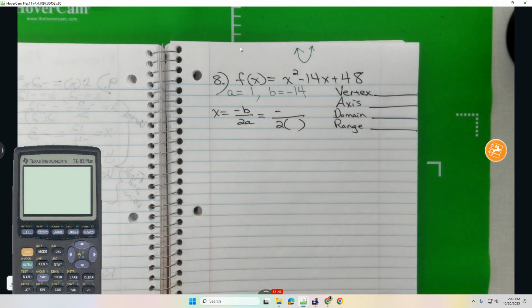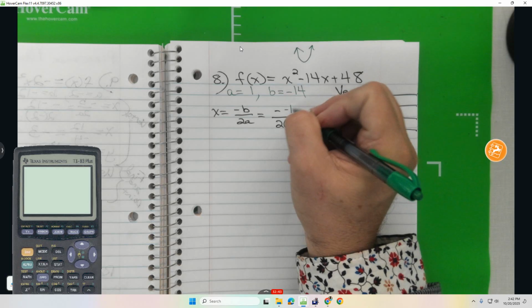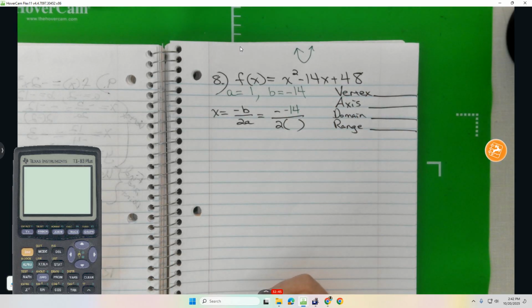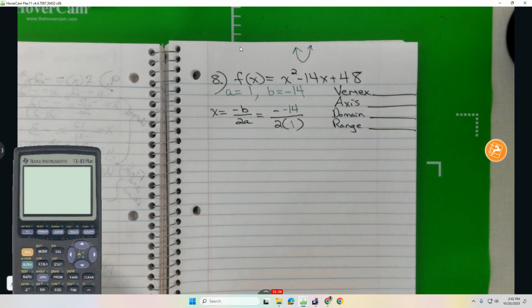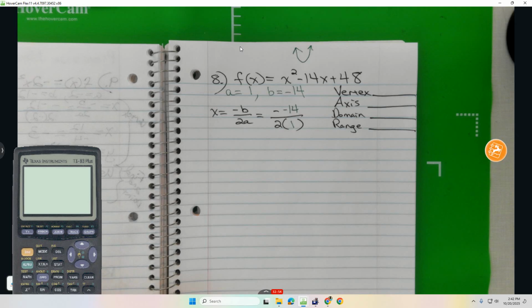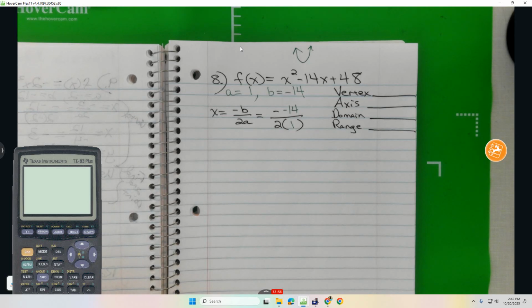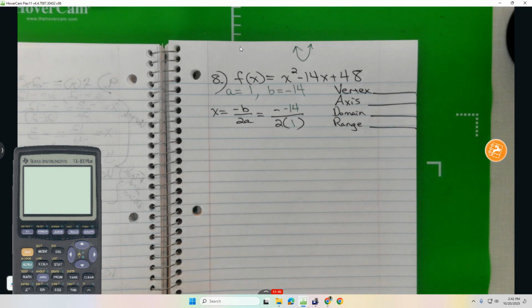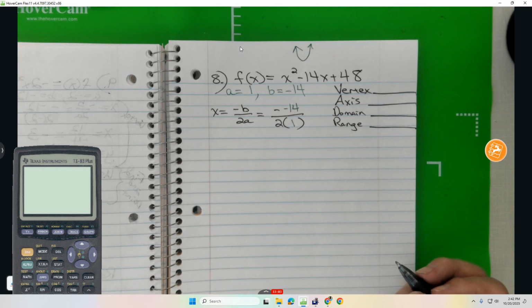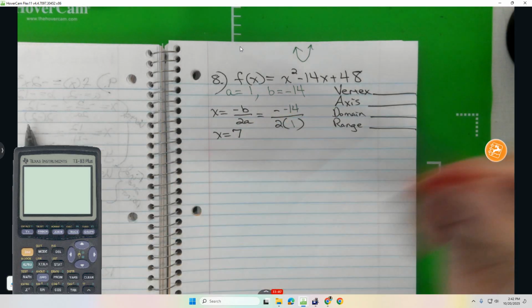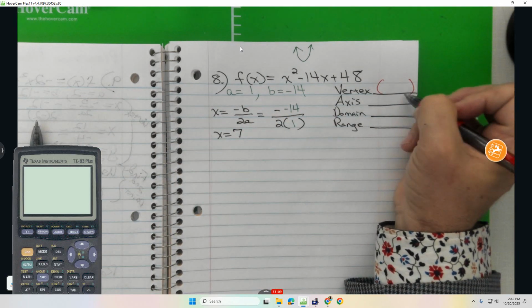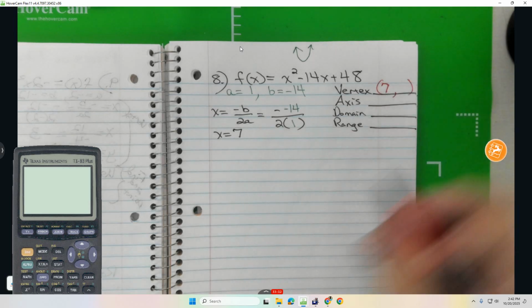We said B was -14. A was a +1. What's going to happen with those double negatives, the opposite of -14? +14 divided by, what's the denominator? 14 divided by 2, what's my x-coordinate of the vertex? 7, I agree. So over here, I can write in the x-coordinate is 7.